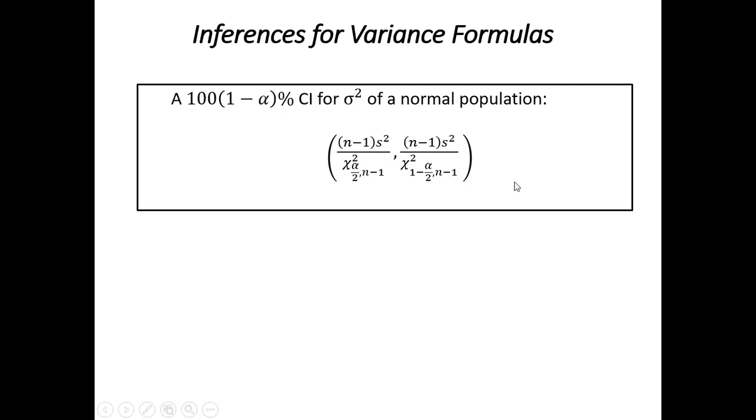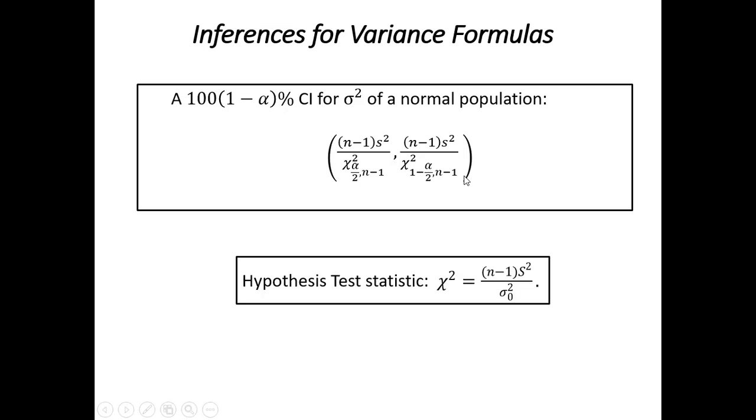So in general, the chi-square distribution is not symmetric, right? The normal distribution was symmetric. The t-distribution was symmetric. But this one is not symmetric, so we get different values in the denominators here. And when we have a hypothesis test to run involving a variance or a standard deviation, we have to use this chi-square test statistic, which is n minus 1 times the sample variance over the population variance. We'll use these formulas in the next two examples.